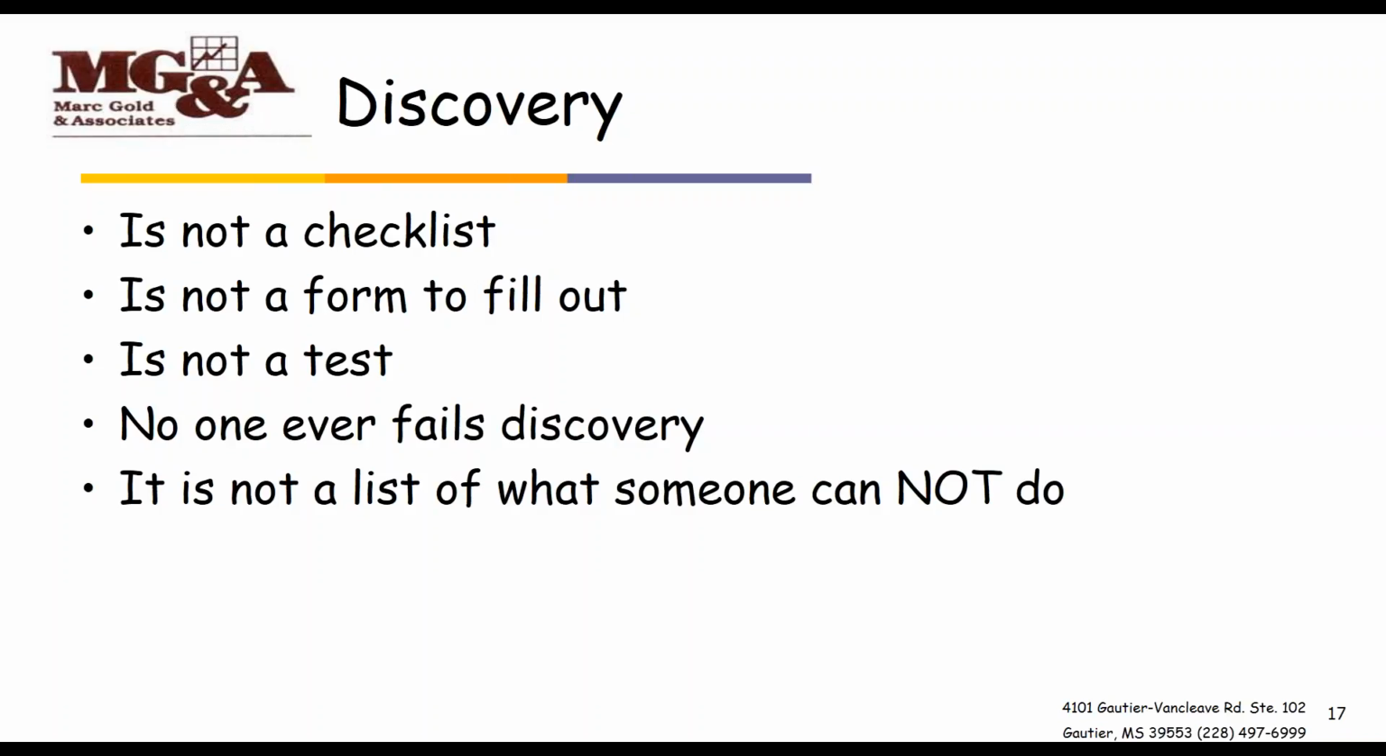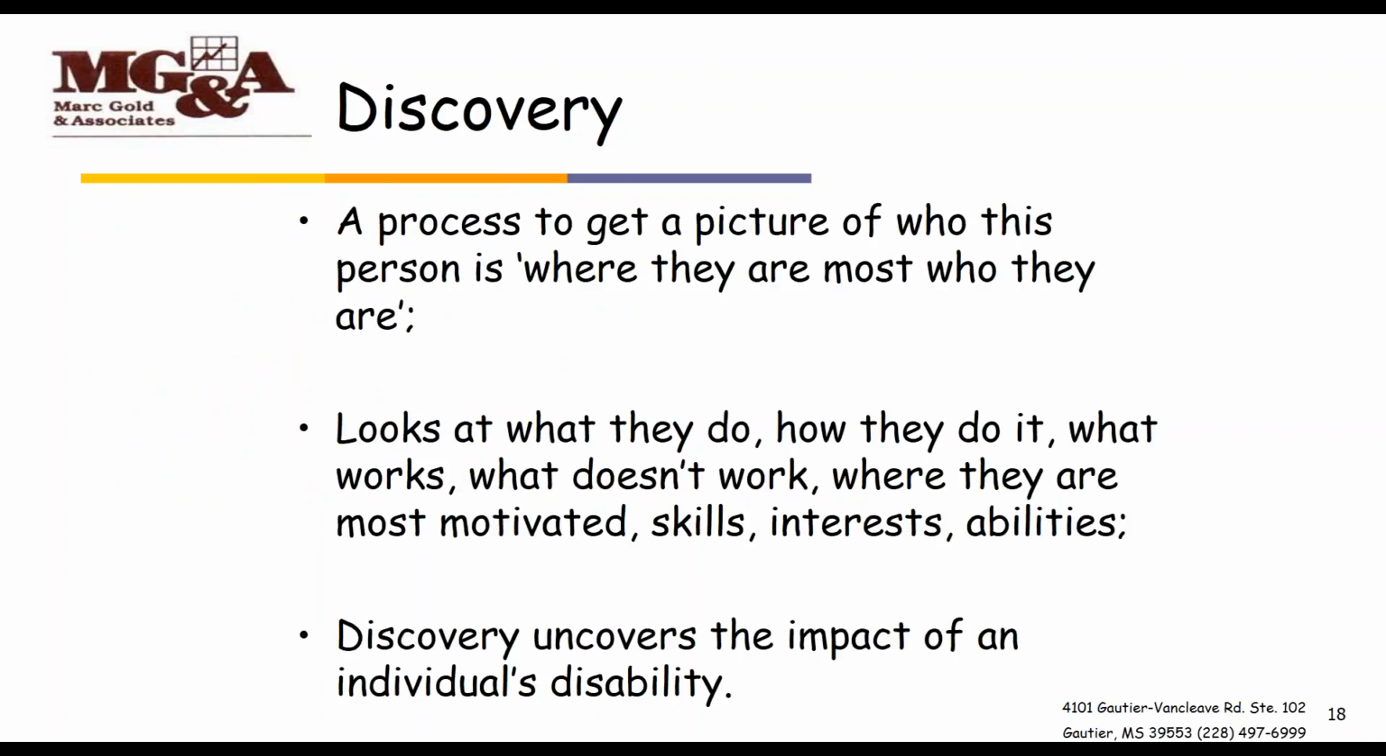We start with where the person is most who they are. And that's critical, because discovery really is getting a picture of who each person is, where they are most who they are. And where we start with each individual is going to depend on them. So discovery, there's a set of pretty consistent 20 steps to discovery. But each person's process of discovery is going to be individualized.